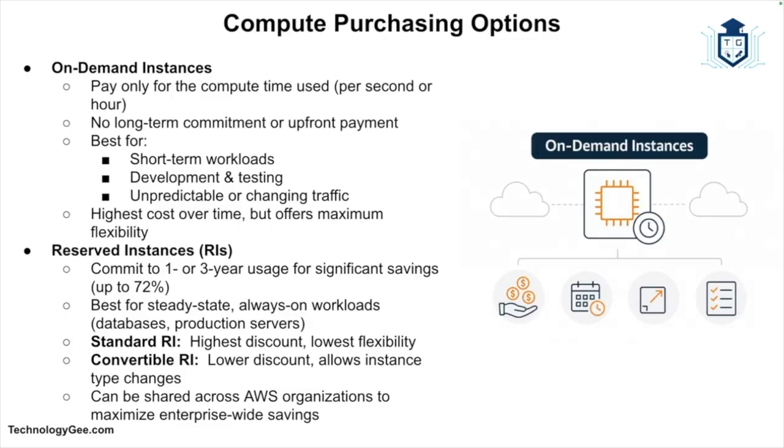So for example, if your company originally needed a T3 medium, but later needs a T3 large, then convertible RIs will allow you to adjust without losing your investment. And this is huge in real world environments where requirements change constantly.